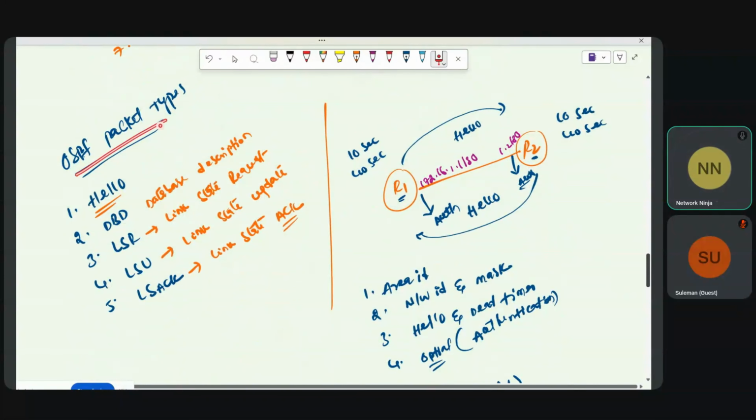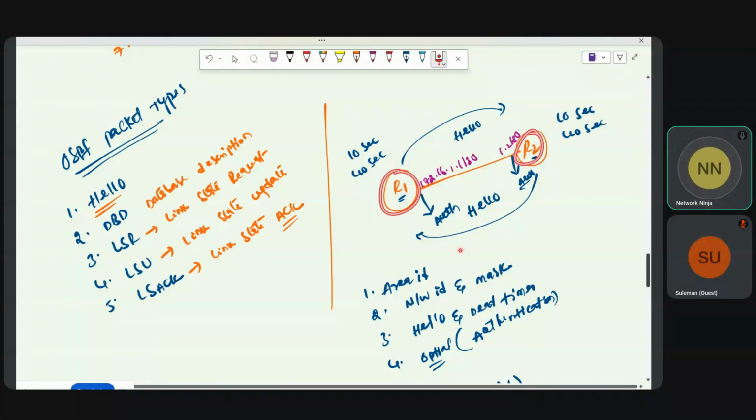And the OSPF packet types. In OSPF, we have 5 packet types: hello packet, DBD (database description), LSR (link state request), LSU (link state update), and link state acknowledgement. And we discussed how to form the neighborship.